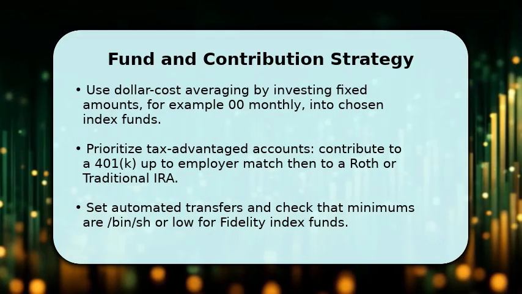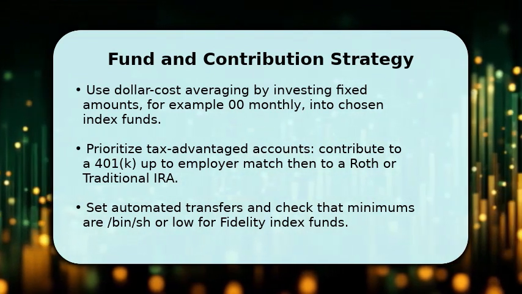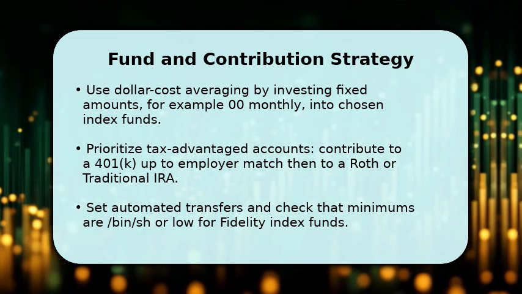Implement a contribution plan with dollar cost averaging. Invest a fixed amount each month, for example, a set dollar amount monthly, to reduce timing risk and build discipline.